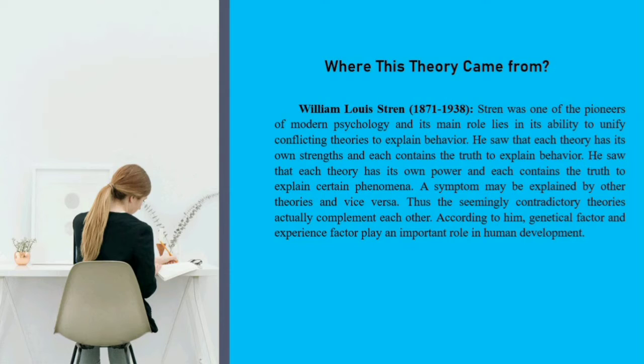According to him, genetic factors and experience factors play an important role in human development. So, Stern said, in his opinion about theory, we don't have to conflict with each other, but we have to unify them to become one complete theory. So this convergence theory originally came from nativism theory and empiricism theory. It's a combination of those theories.